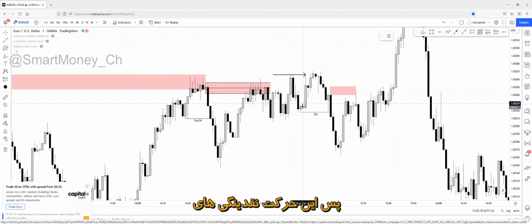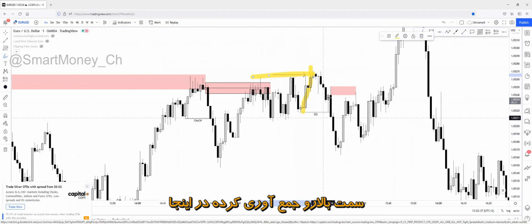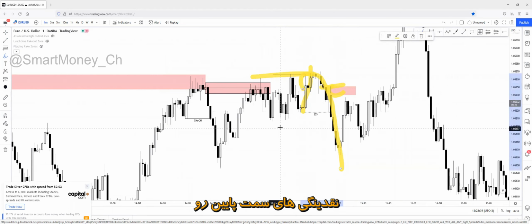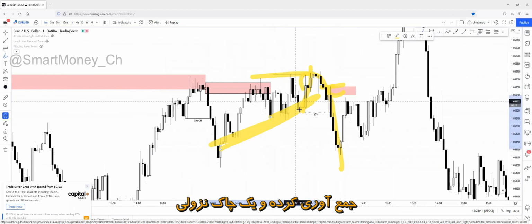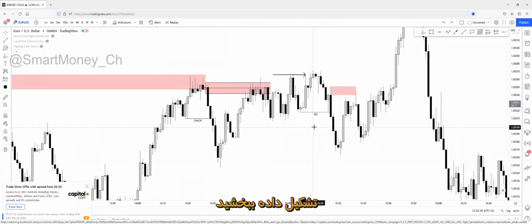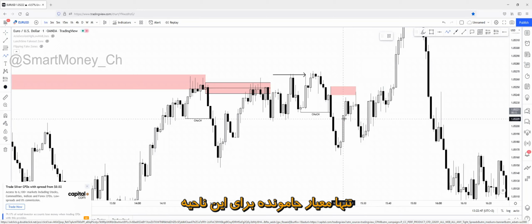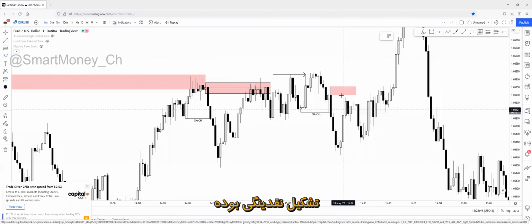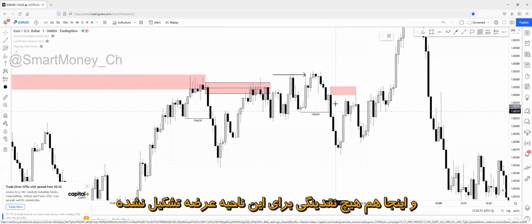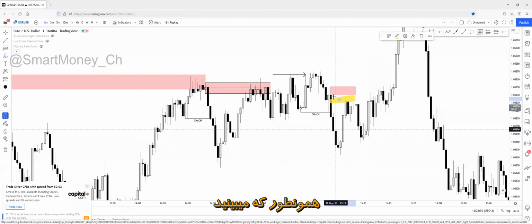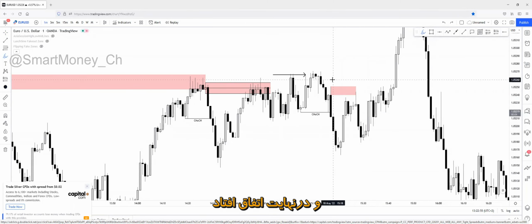So here was the second change of character movement to the downside after the liquidity collection from the upside. This movement has collected liquidity from the upside right here. After this, from the supply zone, price has collected liquidity from the downside too, and created a change of character. Sorry, I meant to mark it as a change of character. So yeah, the only missing piece was the liquidity creation for this zone. There was no liquidity creation for this zone, as you can see. So yeah, it has happened.